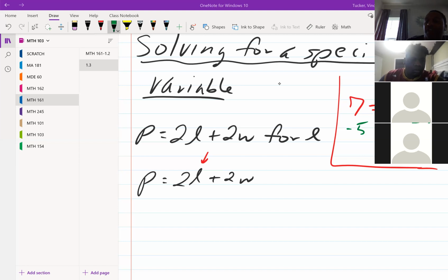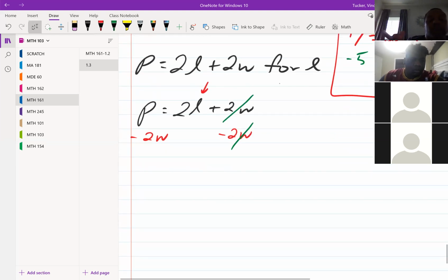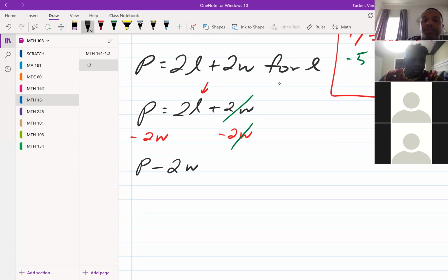But we're going to subtract 5 from both sides, if we were to do that. In the same fashion, we would minus 2W from both sides. Remember, your goal is to get L by itself. So the 2W's will cancel on the right. On the left, we have to be careful. They're not like terms, so we can't combine them. That would just be P minus 2W on the left side, 2L on the right.